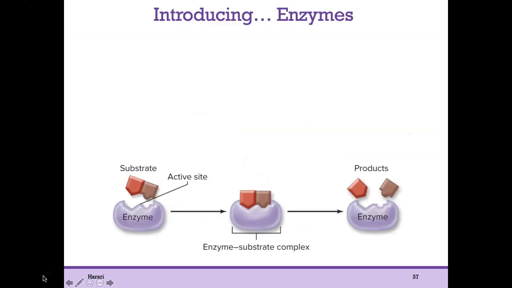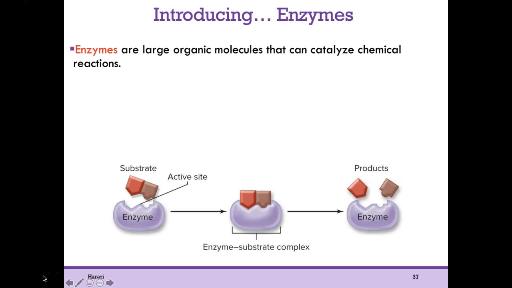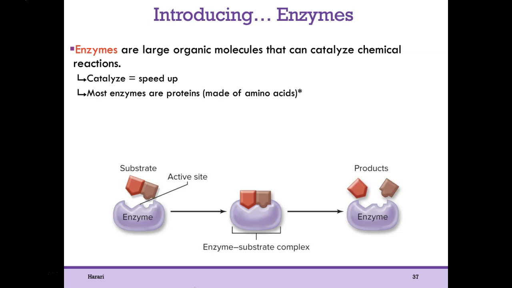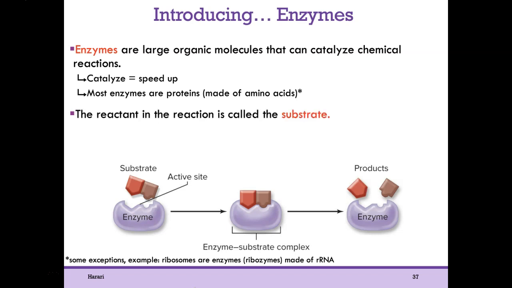So, introducing enzymes. Enzymes are large organic molecules that can catalyze chemical reactions. What catalyzes is just to speed up. So enzymes are among the most important of all biological molecules because they can speed up reactions. Most enzymes are proteins made of amino acids. However, some are made of RNA, which is a nucleic acid, such as the ribosome. So the ribosome is actually an enzyme that has its catalytic function because of its RNA, not its proteins.